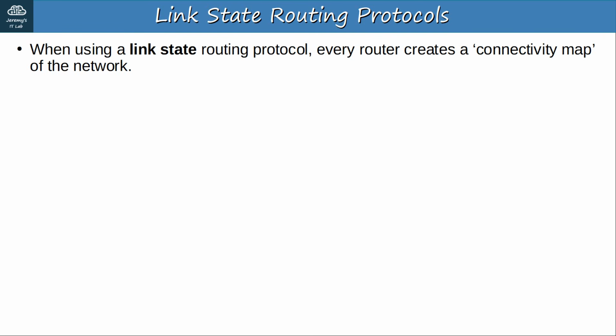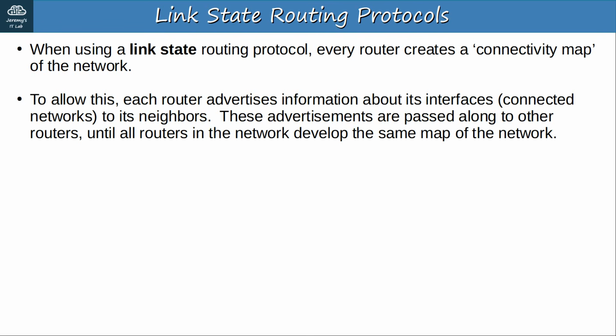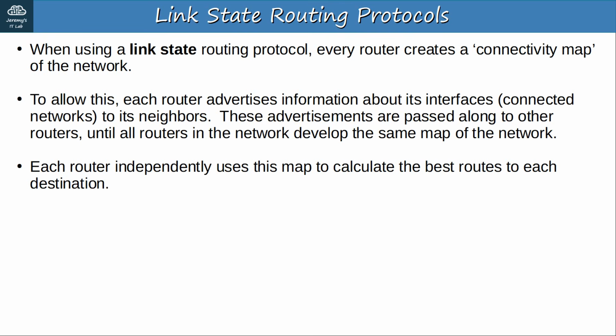When using a link state routing protocol, every router creates a connectivity map of the network. This map will be the same on each router. To allow this, each router advertises information about its interfaces, its connected networks, to its neighbors. These advertisements are passed along to other routers until all routers in the network develop the same map of the network. Then, each router independently uses this map to calculate the best routes to each destination.